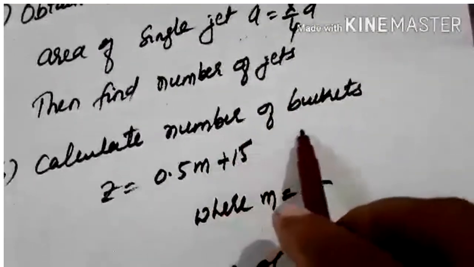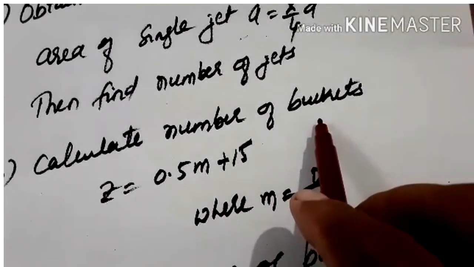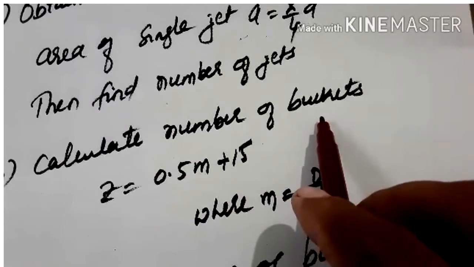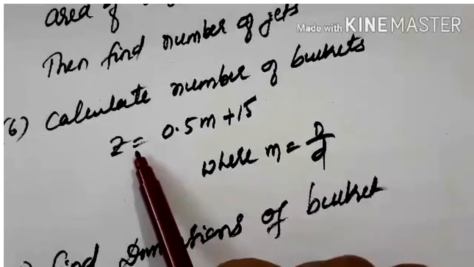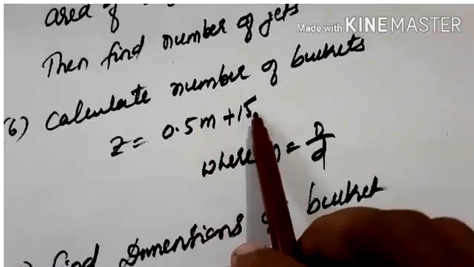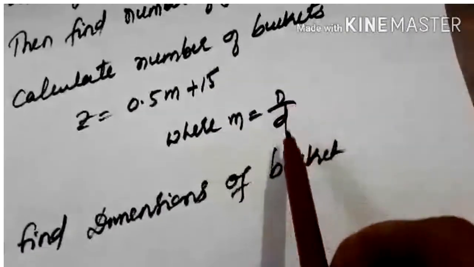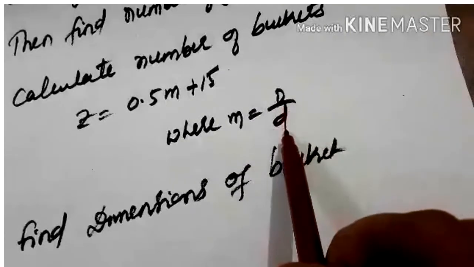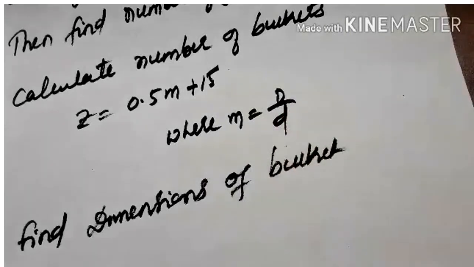Then calculate the number of buckets required, the optimum number of buckets on the wheel. That can be calculated by using the formula Z equal to 0.5 times the jet ratio plus 15, where m is D by d, the diameter of the wheel divided by the diameter of the jet.